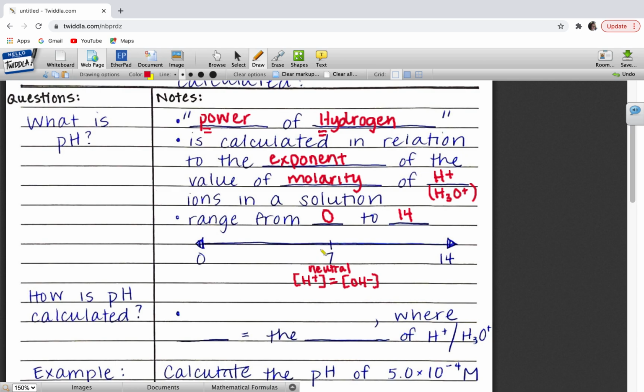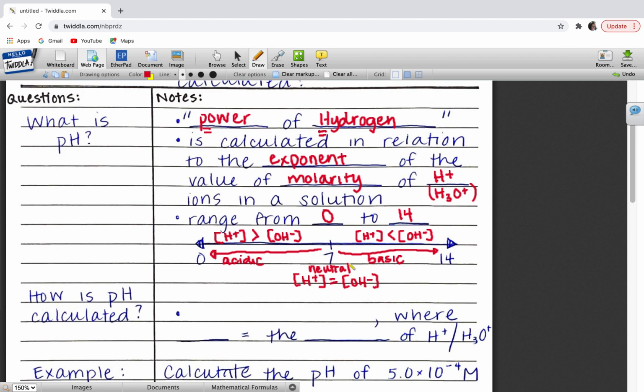Anything less than 7 is going to be considered acidic. In an acidic solution, we have more hydrogen present than hydroxide, so the concentration of hydrogen ions, or hydronium, is greater than the concentration of hydroxide. On the flip side, if we have a pH value greater than 7, then we have a basic solution. In a basic solution, our hydrogen ion concentration, or hydronium, is less than the concentration of hydroxide. So my acid parts are less than my base parts.